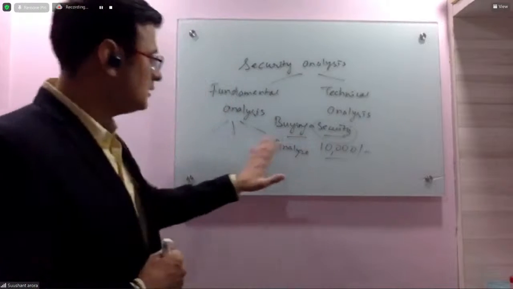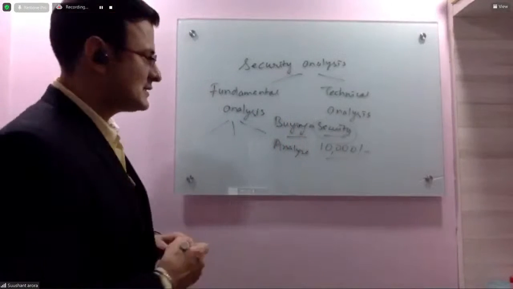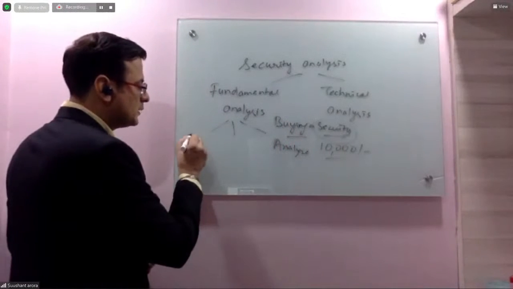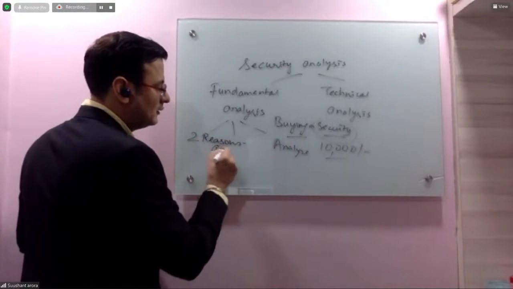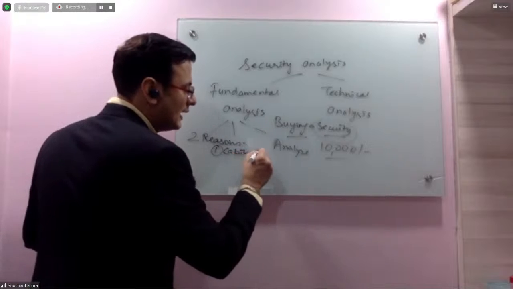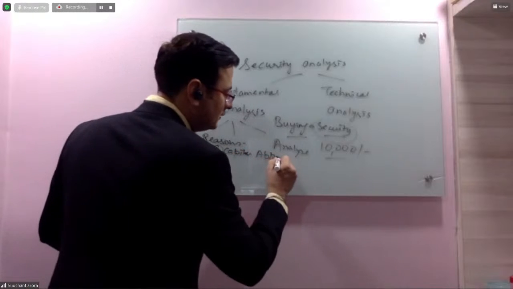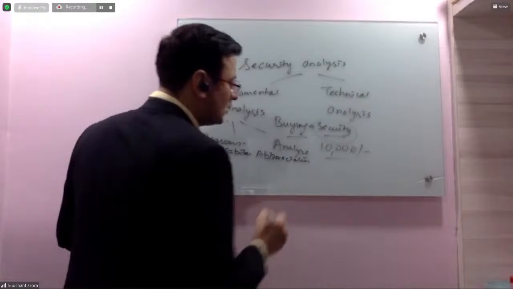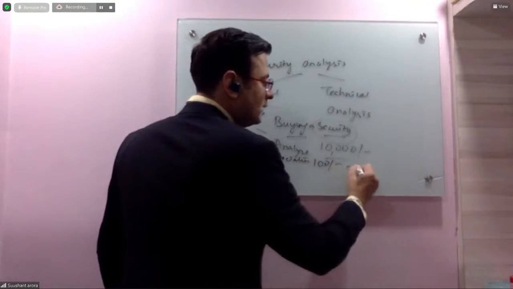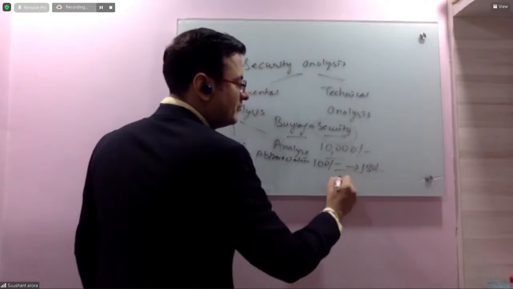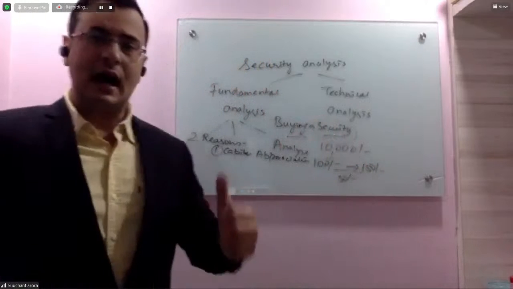Okay. So why do we buy a security? Let's understand. Buying any security has two purposes, two reasons. Number one, capital appreciation. I am buying a 100 rupees stock. It becomes 150. So 50 rupees is my capital appreciation.